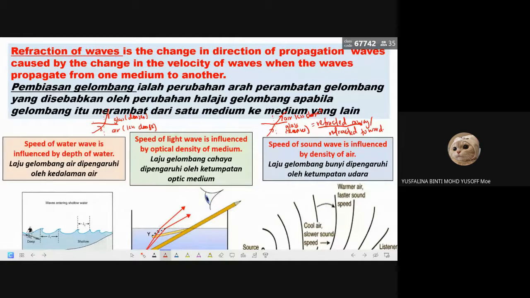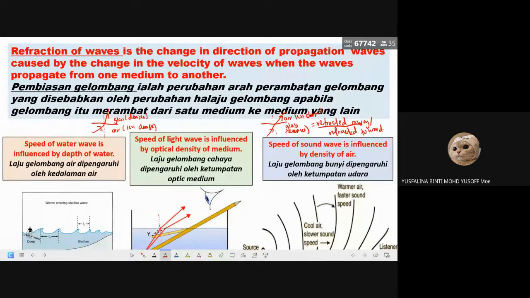Okay, so this dotted line is actually the normal line. The normal line has to be 90 degrees with the surface. So this is something you need to know. As you can see here in the diagram, this is the normal line, right?